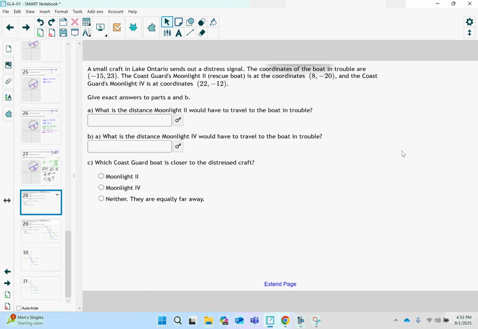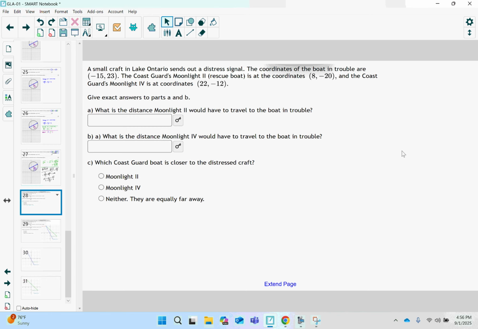Okay, in this question, it says a small craft in Lake Ontario sends out a distress signal. The coordinates of the boat in trouble are (-15, 23). The Coast Guard's Moonlight 2 rescue boat is at the coordinates (8, -20), and the Coast Guard's Moonlight 4 is at coordinates (22, -12). Give exact answers to parts A and B.